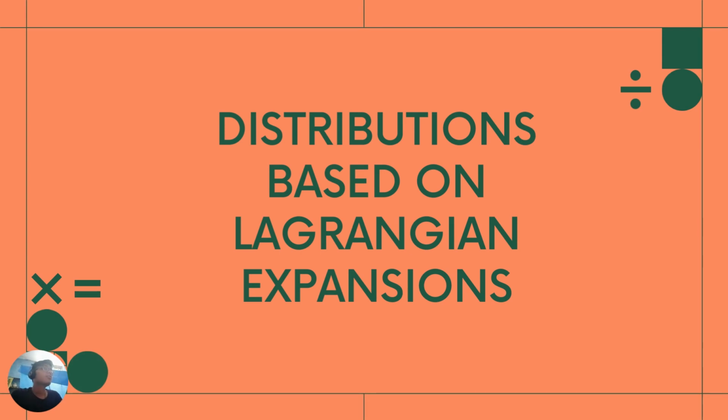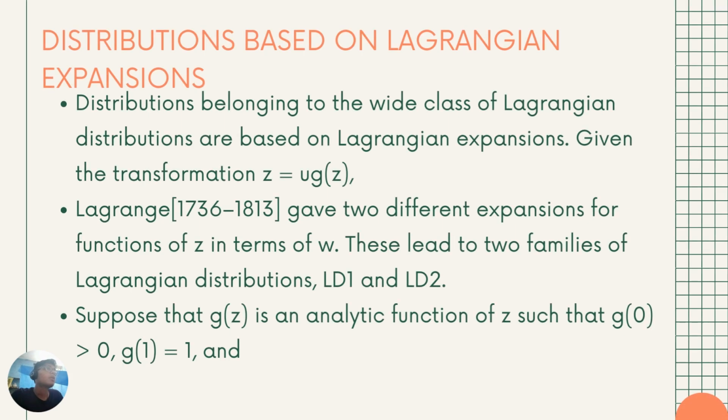Now, distributions based on Lagrangian expansions. Distributions belonging to the wide class of Lagrangian distributions are based on Lagrangian expansions. Given the transformation z is equal to u g(z), Lagrange, 1736 to 1813, gave two different expansions for functions of z in terms of u. These led to two families of Lagrange distributions, LD1 and LD2.